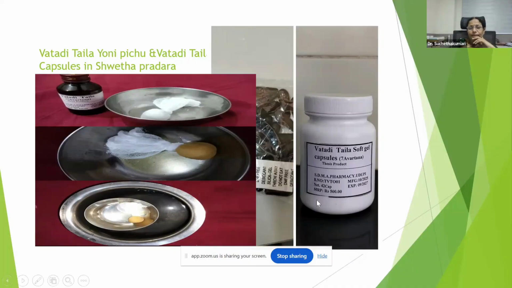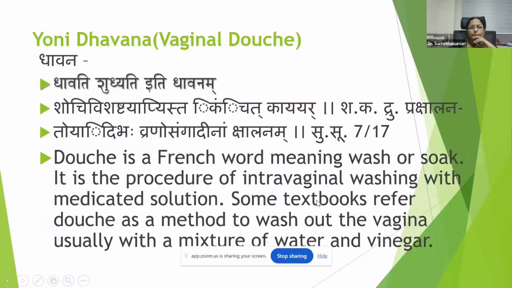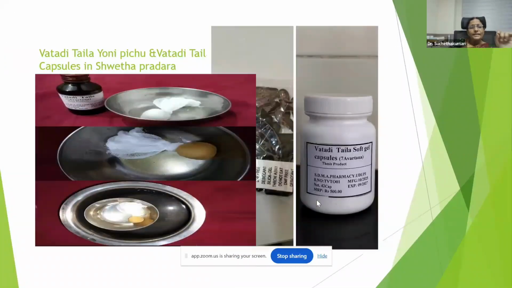This is the benefit of the Vatadi Taila Yoni Pichu. Here we have to see that the Avartana is done. 7 Avartana is given. And for another group, we have given the soft gel capsules. Here also the effect is very good.